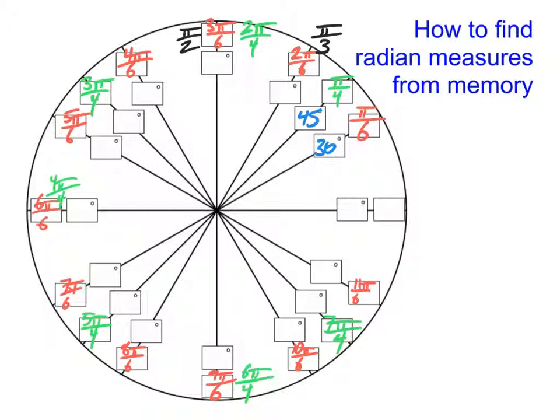4 pi over 6 reduces to be 2 pi over 3. This doesn't reduce. This doesn't reduce. These do. Those just reduce to be pi, and so on. We just keep going through and doing that. Notice, there's all those same kind of patterns that we've talked about before present with our radians as well. So find the patterns that make the most sense to you and then use those.